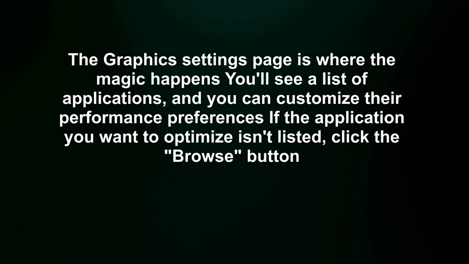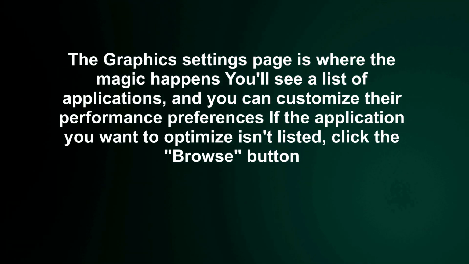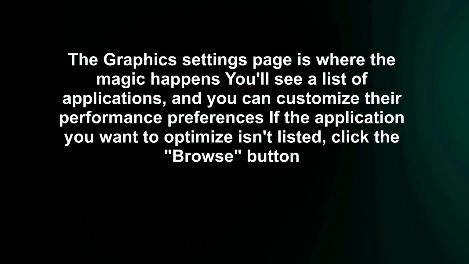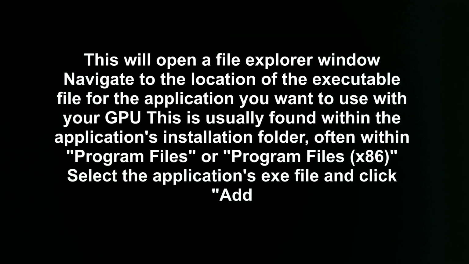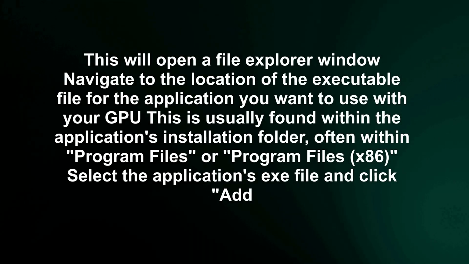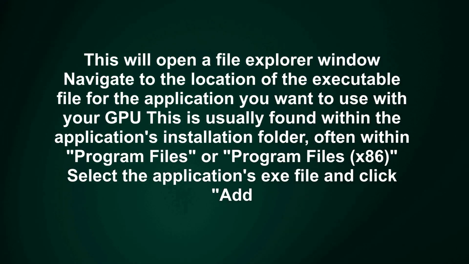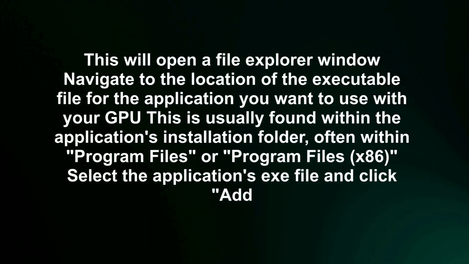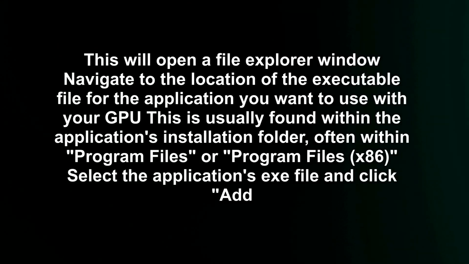You'll see a list of applications, and you can customize their performance preferences. If the application you want to optimize isn't listed, click the Browse button. This will open a File Explorer window. Navigate to the location of the executable file for the application you want to use with your GPU. This is usually found within the application's installation folder, often within Program Files or Program Files (x86). Select the application's .exe file and click Add.